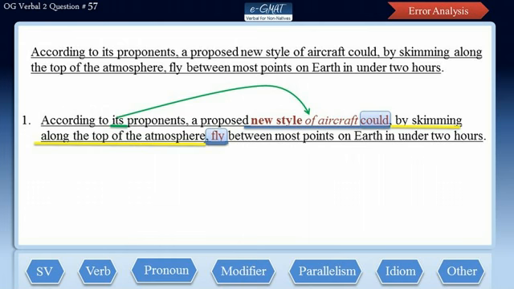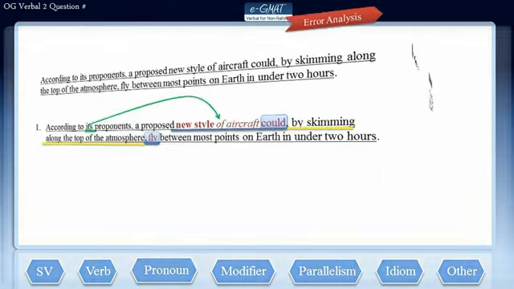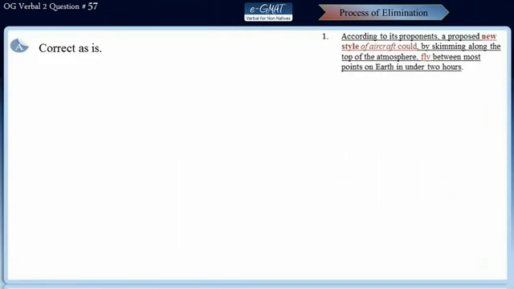So this sentence is correct as is, but we'll still run the POE to find out why the other choices are not correct. Well, choice B is not correct because it has a modifier error. The placement of verb-ing modifier by skimming along seems to suggest that the proponents talked about the new style of aircraft by gliding along the atmosphere. Now, this is nonsensical. This modifier is supposed to modify the aircraft covering the distance between most points on Earth in under 2 hours. So this makes choice B incorrect.